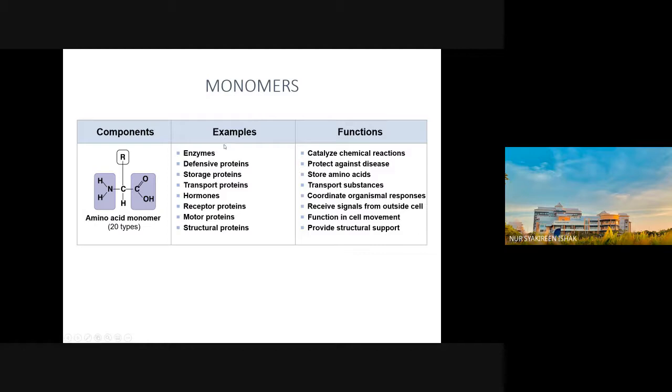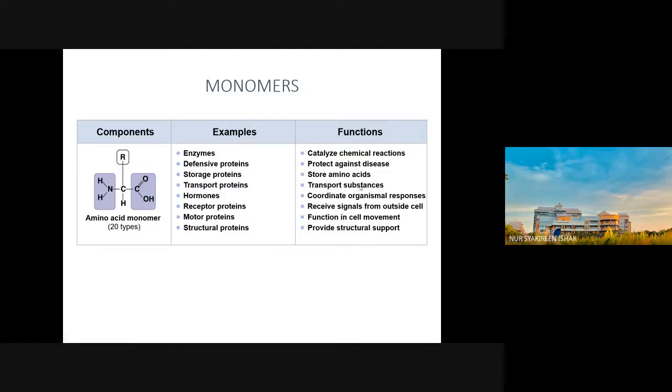So proteins can exist as enzyme, they can exist as defense protein. One example of a defense protein is obviously antibody, or immunoglobulins, which function to protect against disease. Enzyme is to catalyze chemical reactions within the cell. Storage protein stores amino acid, for example, albumin in eggs. So they function as storage protein. Putih telur tu. And then transport protein, transport substances.